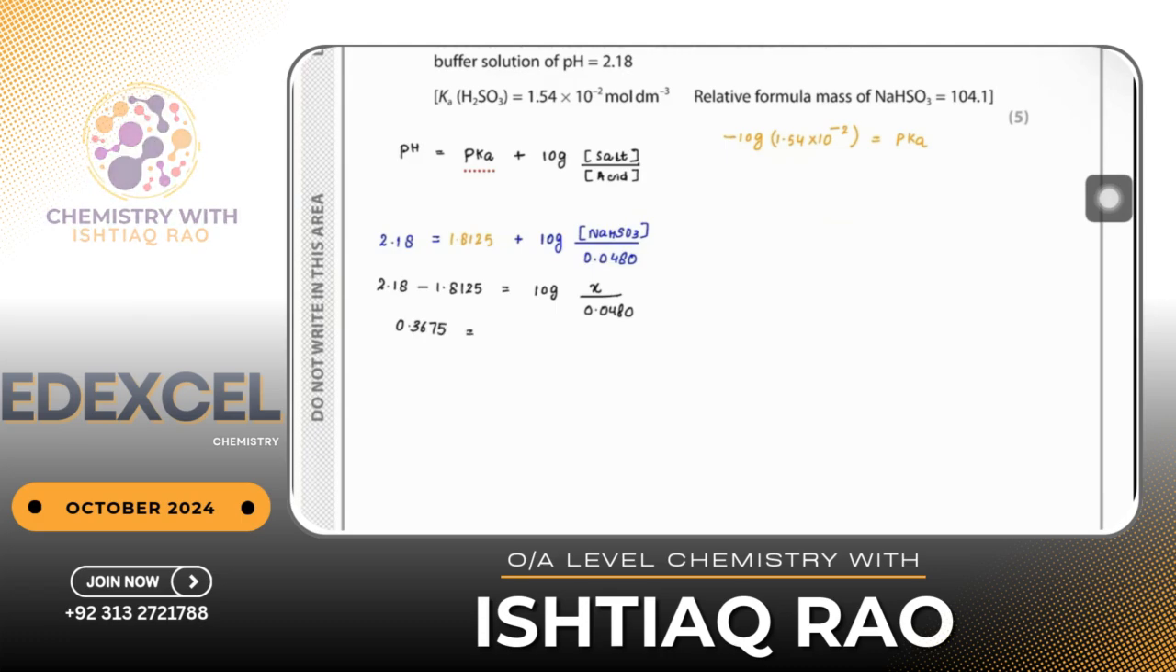0.3675 is equal to log x minus log 0.0480. So what's the answer for log 0.0480?